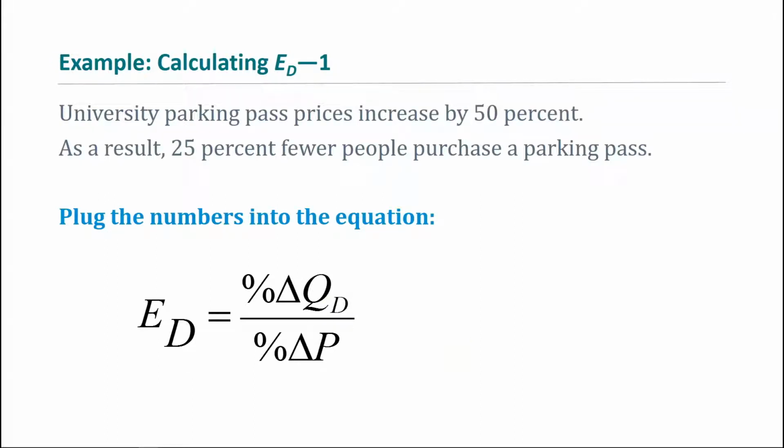University parking pass prices increase by 50%. As a result, 25% fewer people purchase a parking pass. So pause the video, use the equation that's given, and see if you can calculate a value for price elasticity of demand for university parking passes.